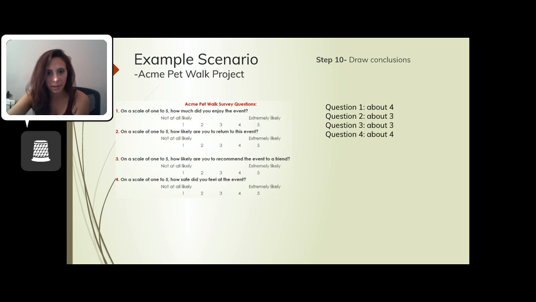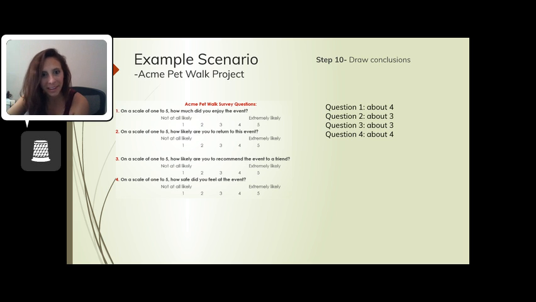So next question, how likely are you to recommend the event to a friend? Again, we can see that everything was kind of consistently a 3, so it might be another area we want to work on and improve quality and figure out why. That's another, again, why.